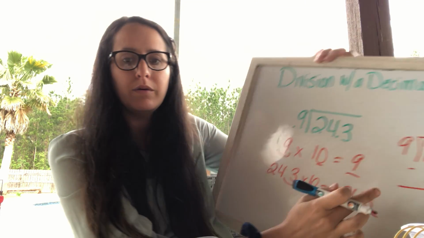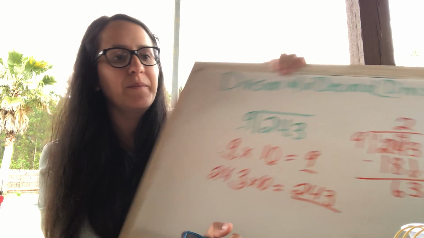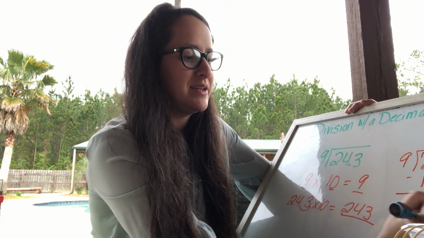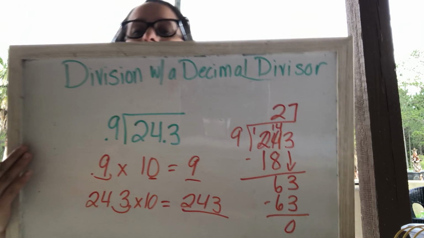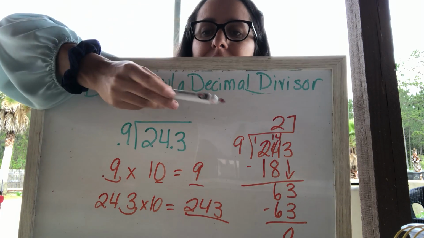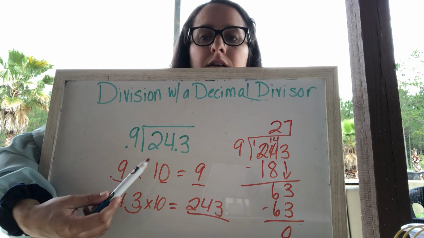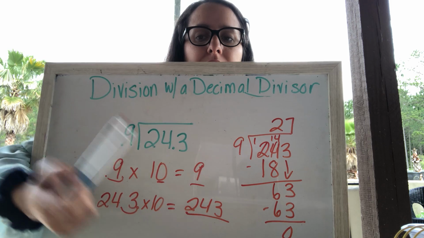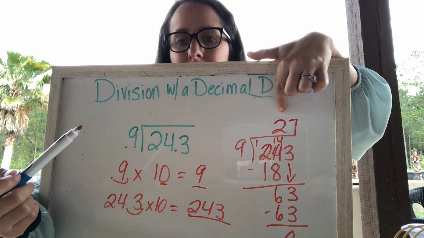9 will go into 63. Yeah, 9 will go into 63 7 times. 7 times 9 is 63. That works out nice and neat for us. So my answer to this problem, 24.3 divided by 0.9 will be 27.